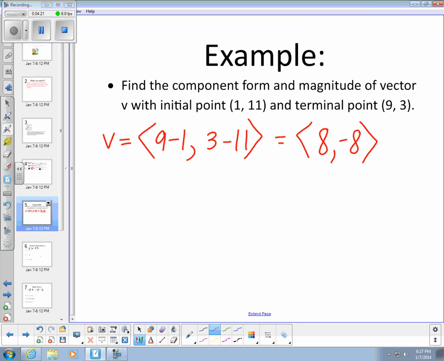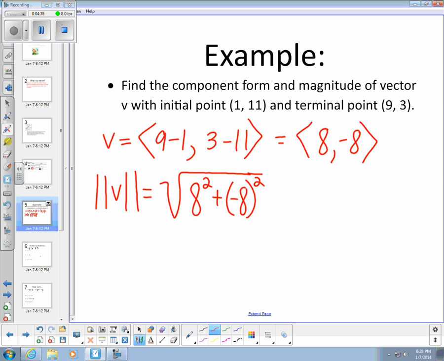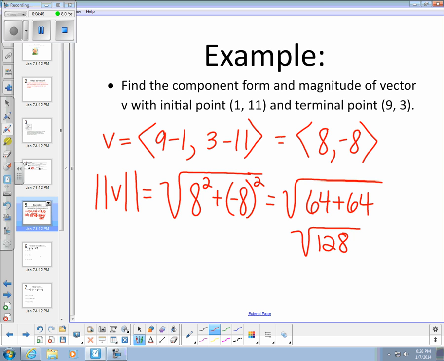Now to find the magnitude of vector v, or the length of the vector, my formula is to take the square root of the horizontal component squared plus the vertical component squared. So 8 squared is 64. Negative 8 squared is also 64. When I add that together, I get the square root of 128. Then I'm going to simplify it, and when you break it down, you should come out with 8 square root of 2. If you don't know how to break that down, put a question mark beside it, and you can ask me in class tomorrow. So the length of the vector would be 8 times the square root of 2.